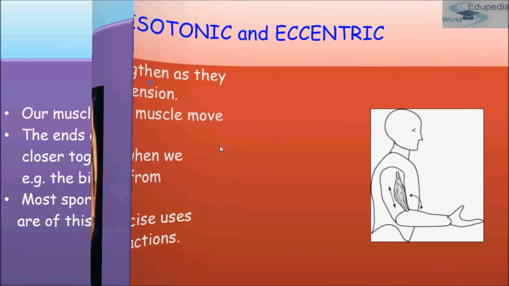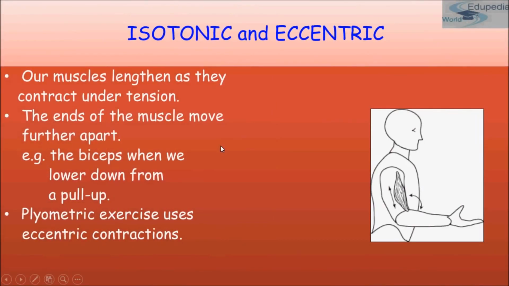Now the second type is isotonic and eccentric. Our muscles lengthen as they contract under tension. Unlike the previous one, isotonic and concentric, in which the muscle gets shortened, here in isotonic and eccentric the muscles lengthen as they contract under tension. And the ends of the muscle move further apart. For example, the biceps when we lower down from a pull-up.